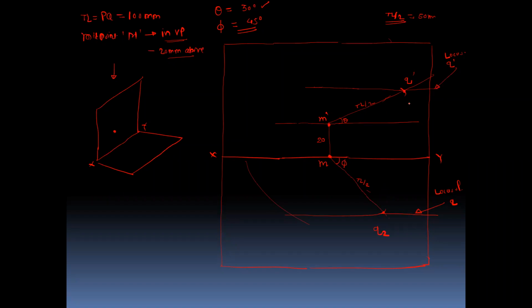Now draw the perpendicular from the Q1 dash on the line which is passing through the point M, that is the top view.